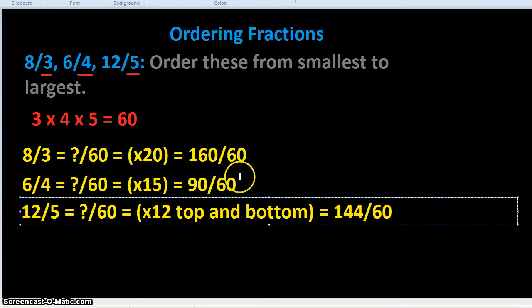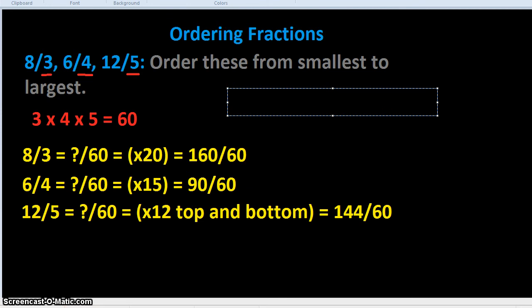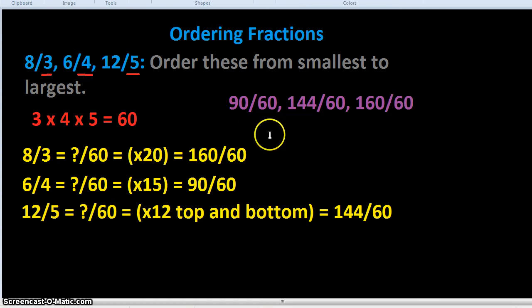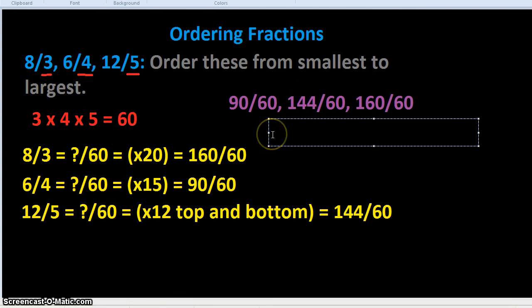And if you notice, it's now a lot easier to see which one's the smallest and which one's the biggest. So from smallest to largest, we have 90 over 60, then 144 over 60, and then 160 over 60. To put them in their original form, we have 90 over 60, which was 6 over 4. And then the next biggest is 144 over 60, which is actually 12 over 5. And finally, 160 over 60, which is 8 over 3. So that is how to order fractions.